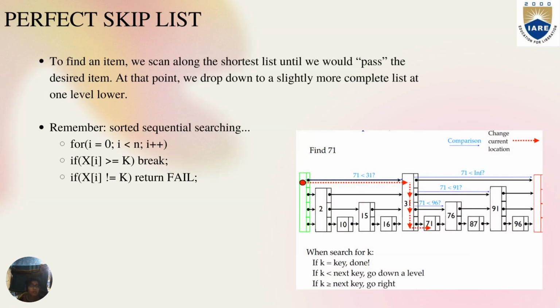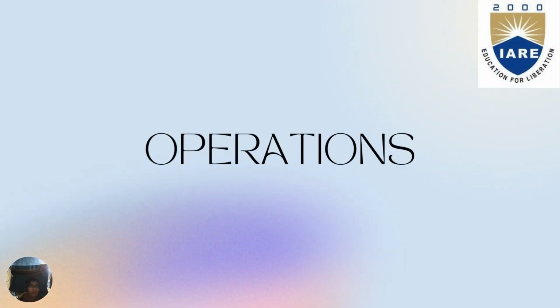To find an item, we scan along the shortest list until we would pass the desired item. At that point, we drop down to a slightly more complete list at one lower level. Remember this sorted sequential searching: for i equal to 0, i less than n, i plus plus, if x of i is greater than or equal to k, we have to break from the loop, and if it's not, then we have to return fail. Let's have a quick discussion about the operations that it is able to perform.